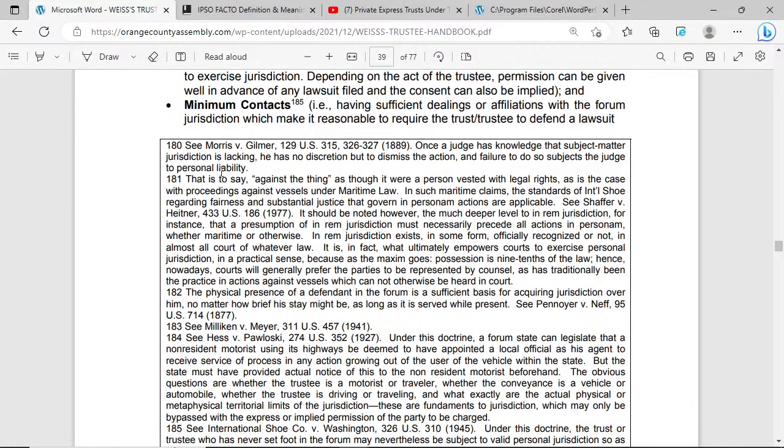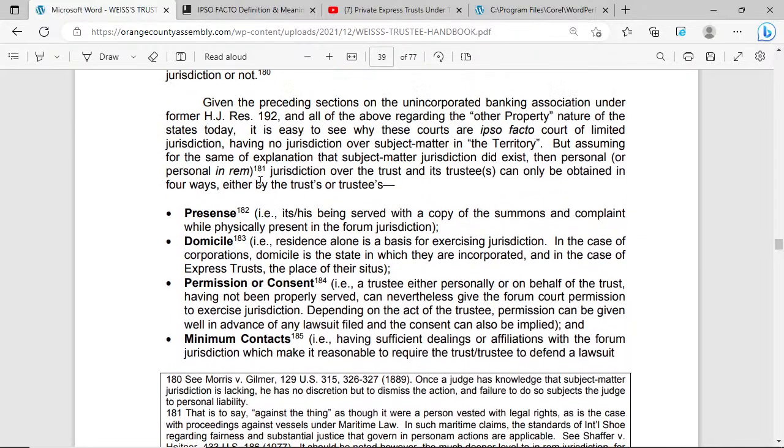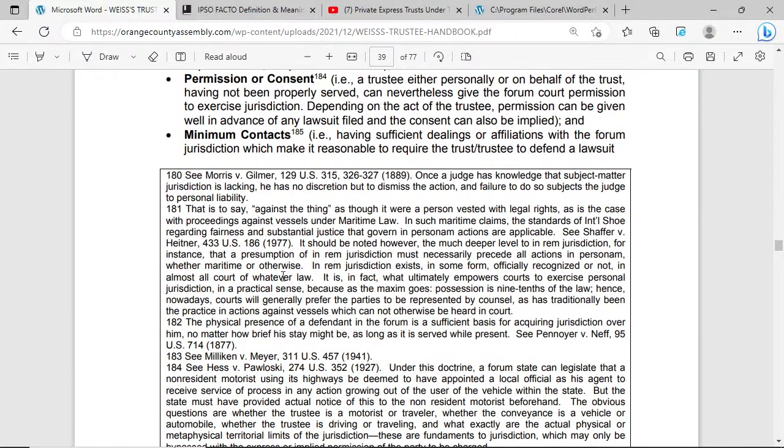Let's see what 181 says. In rem, against the thing. That is to say, against the thing as though it were a person vested with legal rights. Remember, a person is not a living man and woman. It is a persona. Go back to part 1 and watch that over again if you don't understand that. As is the case with proceedings against vessels under maritime law. In such maritime claims, the standards of International Shoe regarding fairness and substantial justice that govern in personam actions are applicable. See Schaffer versus Heitner, 1977.